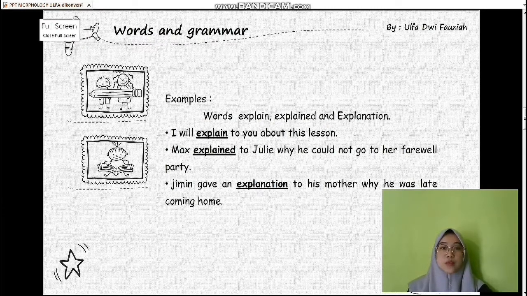I will explain to you about this lesson. Max explained to Julie why he could not go to her farewell party. Jimin gave an explanation to his mother why he was late coming home. Explain is the same base in explained and explanation. However, the process of forming explain and explained is different from the process of forming explanation.